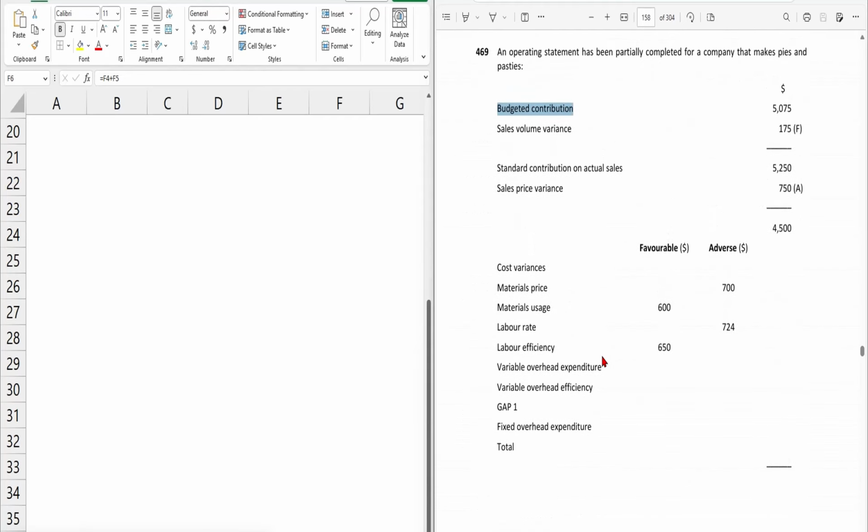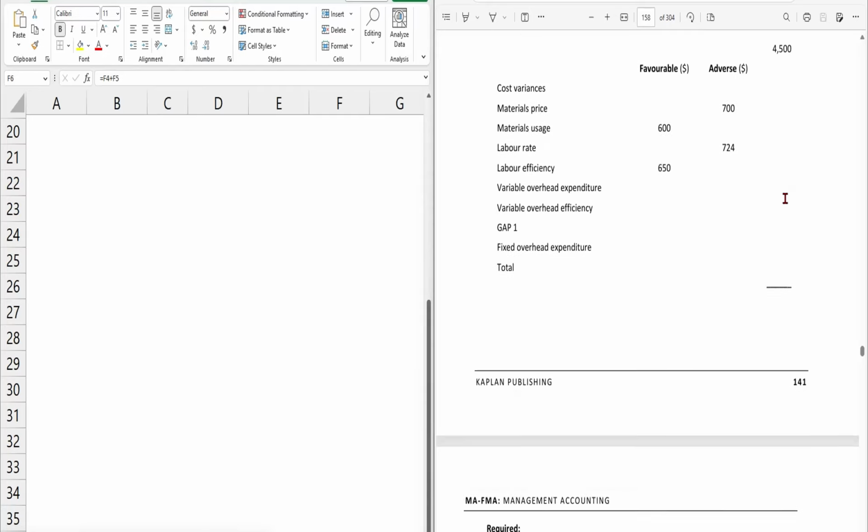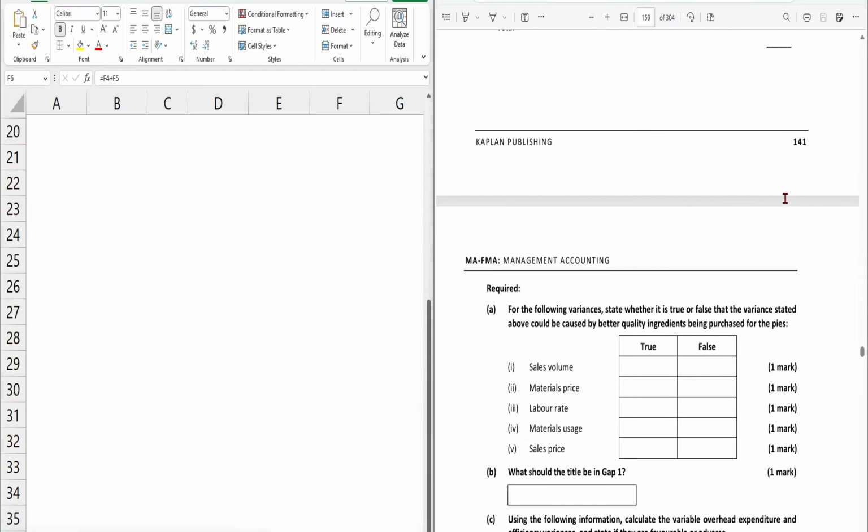So if you look at the sales price variance, it's adverse, 750 adverse, right? So adverse means we have not done well in this area, right? But while a better ingredient might allow you a higher price, that will cause you a material price variance that is adverse, but your sales price variance wholly depends on your pricing strategy, not on the material alone. So that's why it's false.